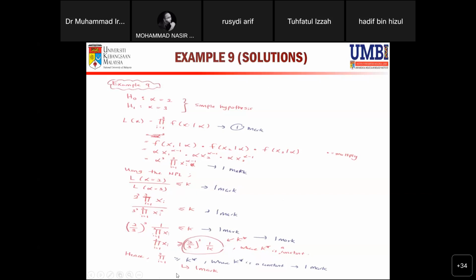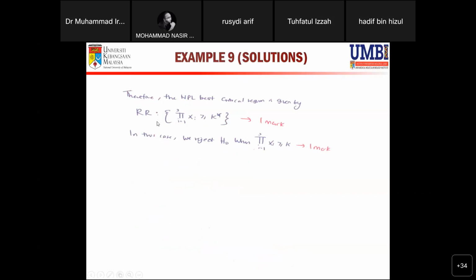Hence, I forgot the xi here. So hence, the product term of xi bigger than k star, where k star is a constant, is your critical region. You will get another mark if you state this. Remember, there should be xi here because I missed the term there.